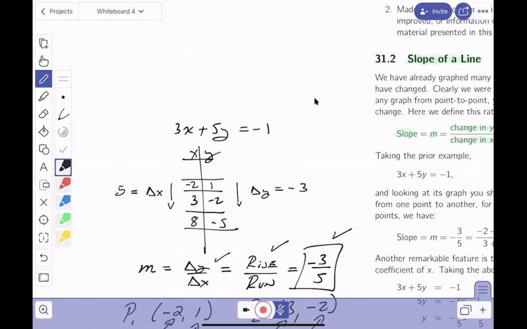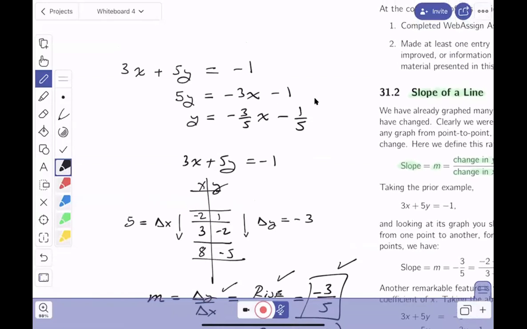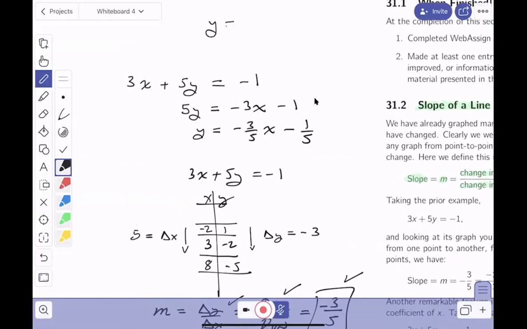So if I see the equation 3x plus 5y is equal to minus 1, I'm going to try to solve for y. And watch what happens. 5y equals minus 3x, I took 3x from both sides, minus 1. Divide both sides by 5. You get y equals minus 3/5 x minus 1/5. All right, I want to point out this is probably the most famous form of the equation of a line. And what's the form going to be? y equals mx plus b.